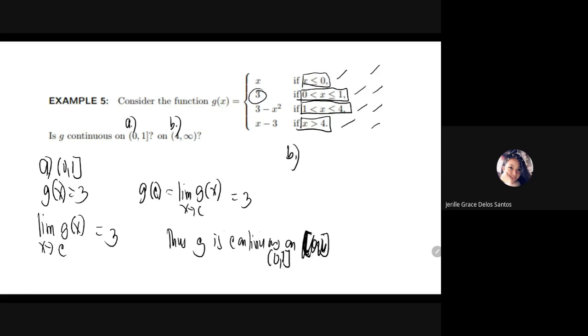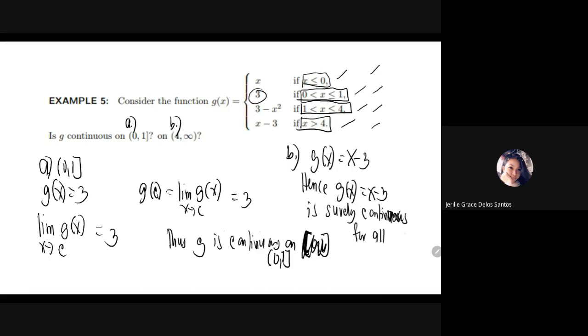For letter B, for all x greater than 4, we will be taking x minus 3. So the function that we are going to take is x minus 3. And x minus 3 is a polynomial function. It's a linear function. And what do we know about linear functions? The domain is the set of all real numbers. So hence, g of x, which is equal to x minus 3, is surely continuous. Spelling na continuous, C-O-N-T-I-N-U-O-U-S, for all x an element of (4, positive infinity).